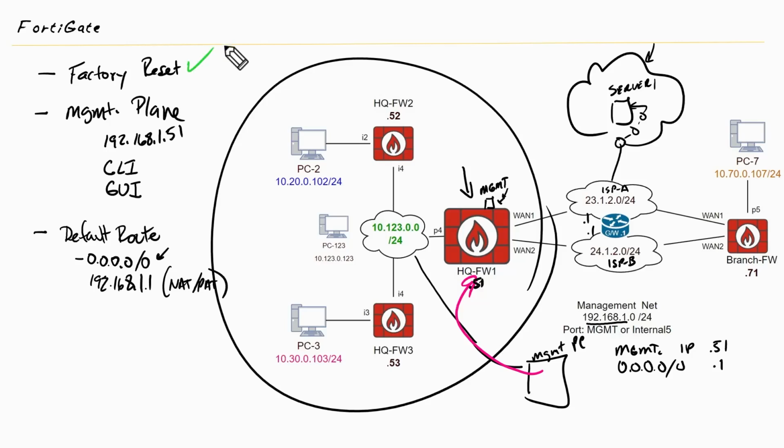So we did our factory reset. We reconfigured the management plane interface address on the management interface itself to .51, and we also verified CLI access with SSH. We verified the GUI access via a browser via HTTPS. So those are both done. So our next step is to configure a default route.